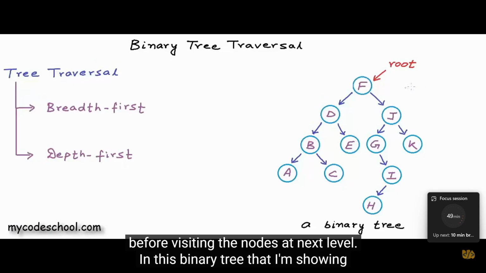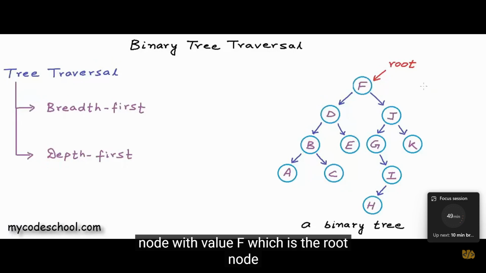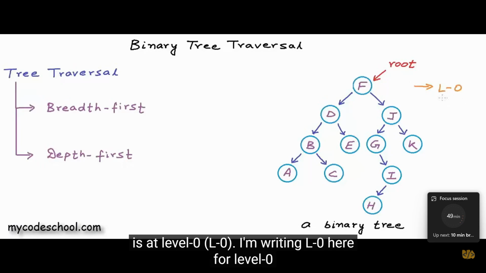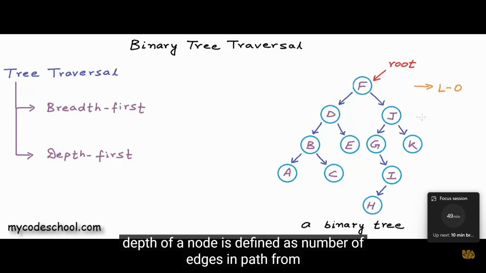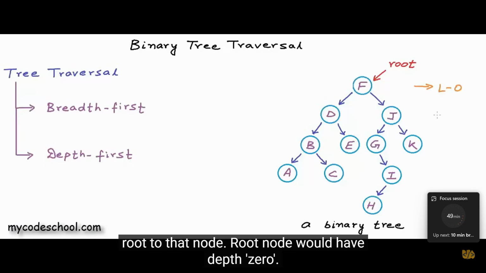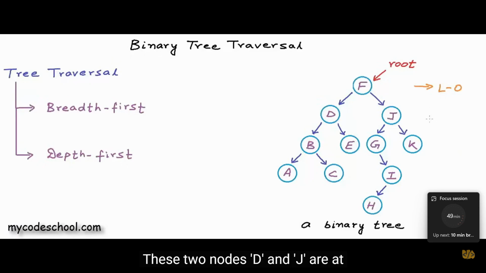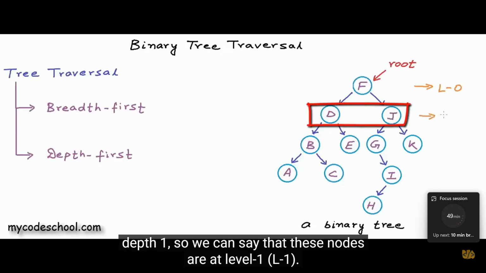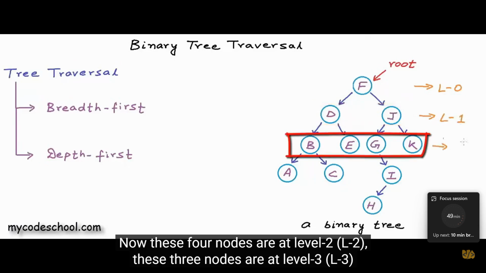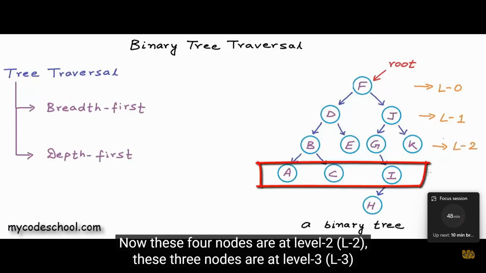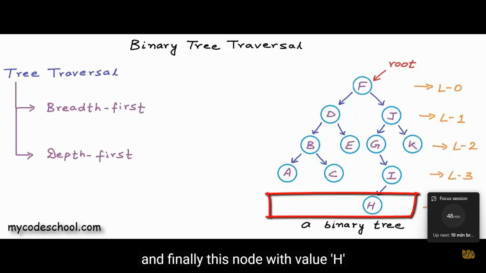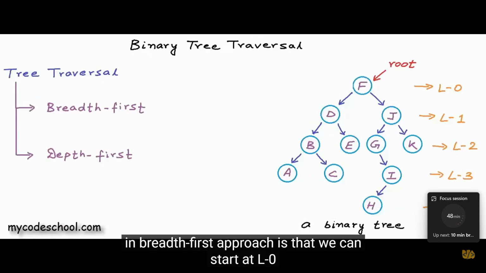In this binary tree that I'm showing here, this node with value F, which is the root node, is at level 0. I'm writing L0 here for level 0. Depth of a node is defined as the number of edges in the path from root to that node. A root node would have depth 0. These two nodes D and J are at depth 1, so we can say that these nodes are at level 1. Now these 4 nodes are at level 2, these 3 nodes are at level 3, and finally this node with value H is at level 4. So what we can do in breadth first approach is that we can start at level 0.